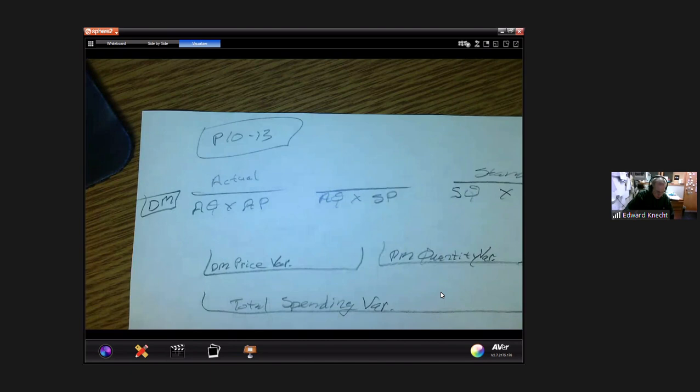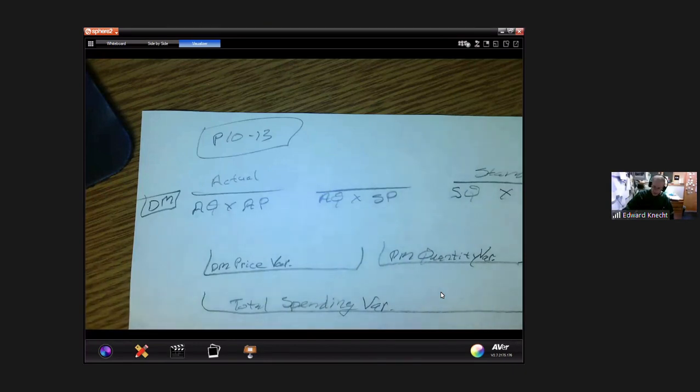So requirement 1, compute the following variances for May. We have to compute the material price and quantity variances. We have to compute the labor rate and efficiency variance and the variable overhead rate and efficiency variances. I'm just going to ask you on the exam to compute all variances, all that are appropriate for direct material. That means I want to see your spending variance if it's appropriate. You got it? All right, then.